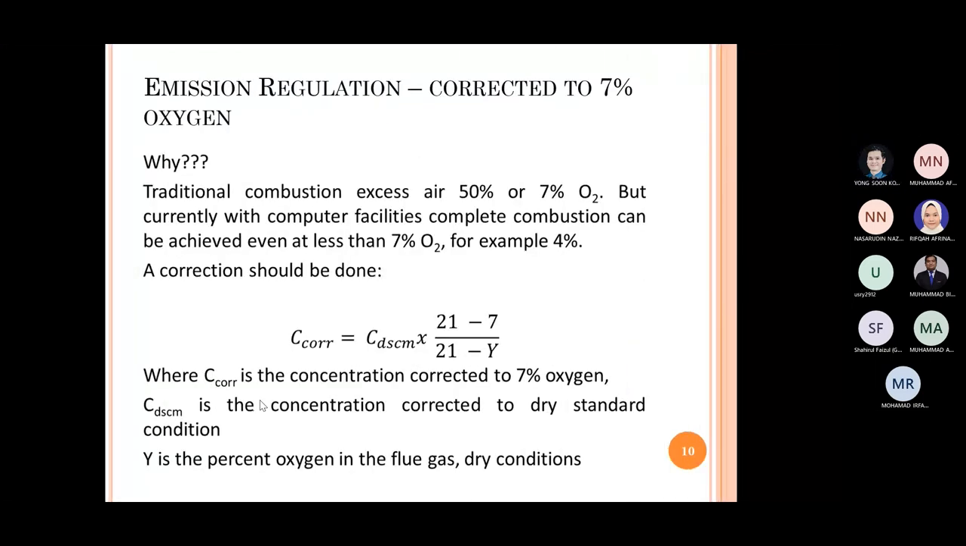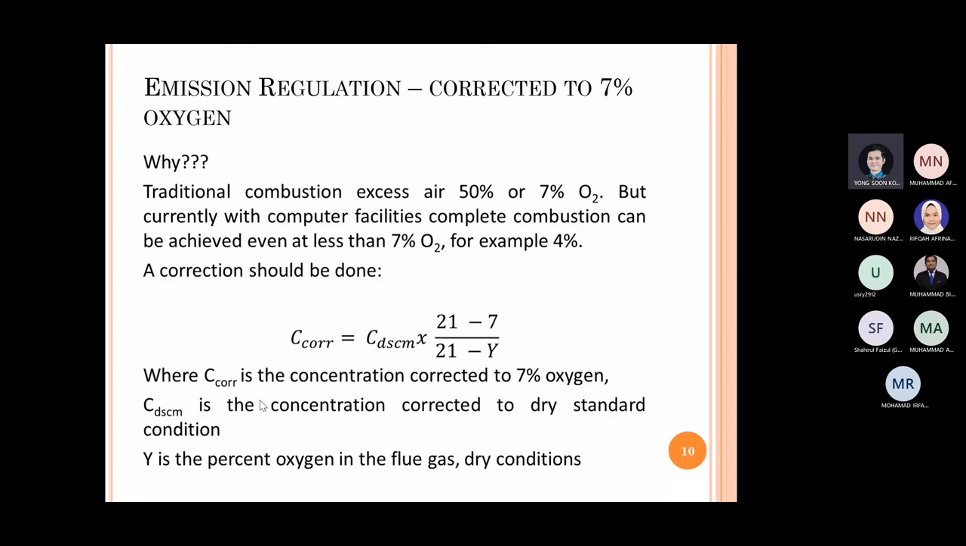Okay, so corrected to 7% oxygen. Why do we need to make this correction? Isn't it that you just look at the pollutants and then that's it? Well, apparently there is a reason for it. Now, traditional combustion occurs at 50% excess air, or 7% oxygen.